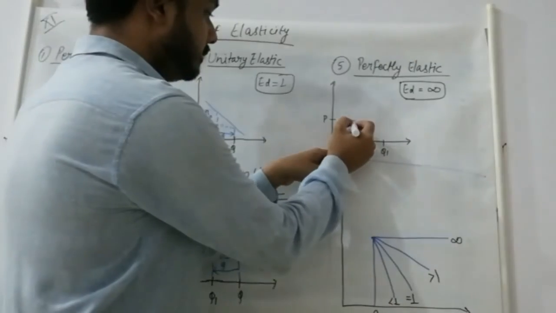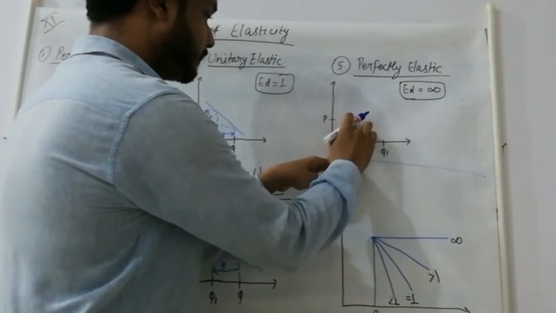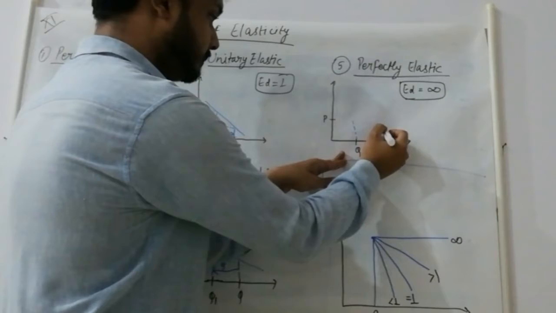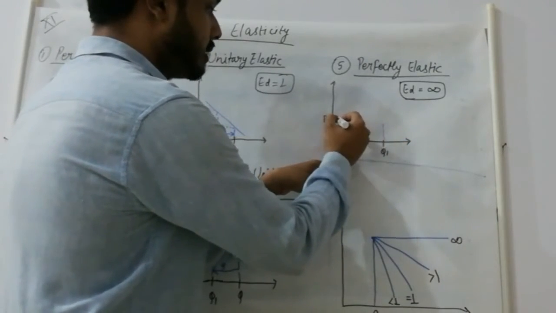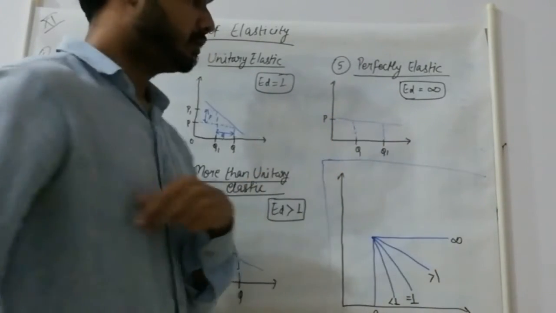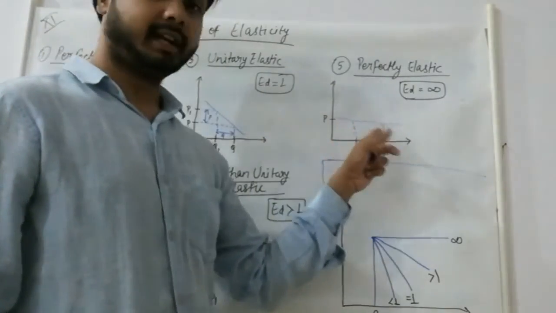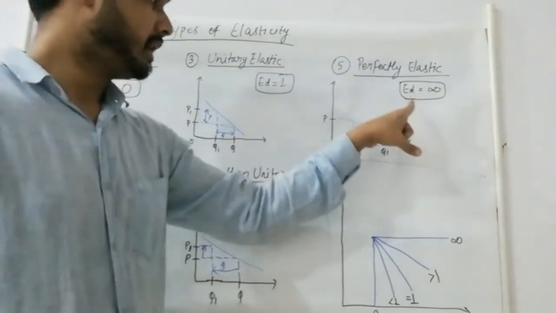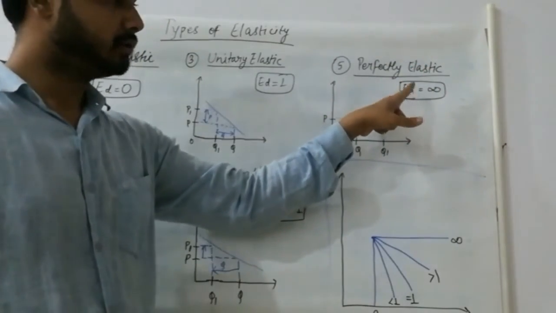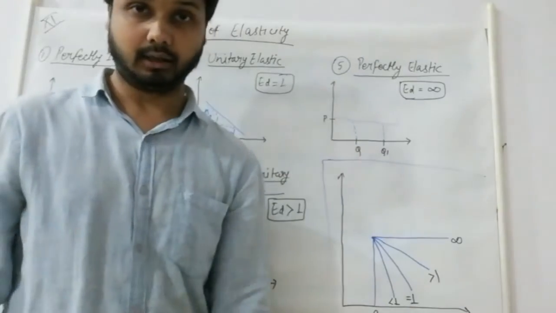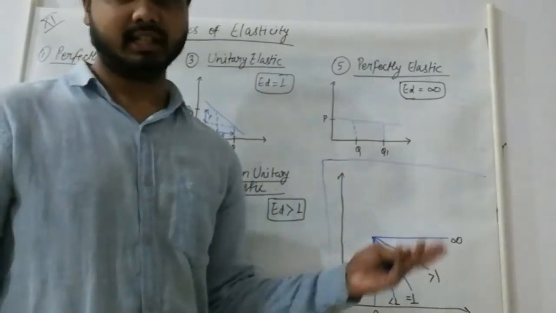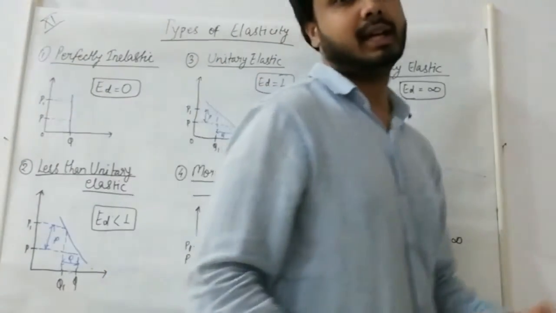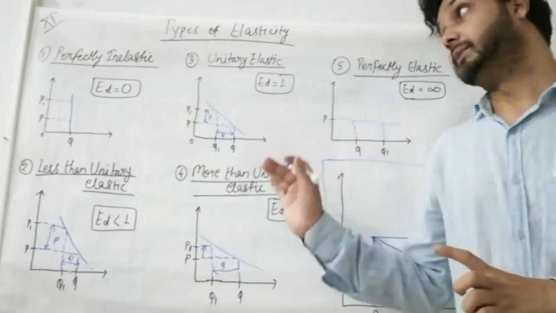So change in demand from Q to Q1, change in quantity is there but price is same at both the levels. So a straight horizontal line will represent the perfectly elastic condition, and it will be shown by elasticity of demand is equal to infinity, because how much it will change we don't know. So students, these were the 5 types of elasticity of demand that we see.